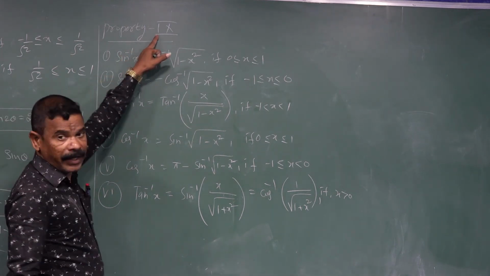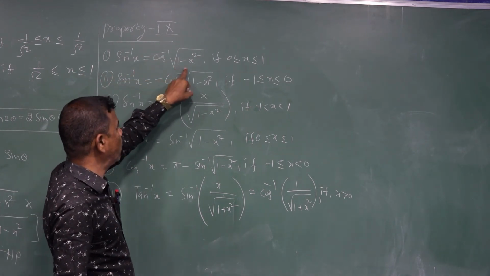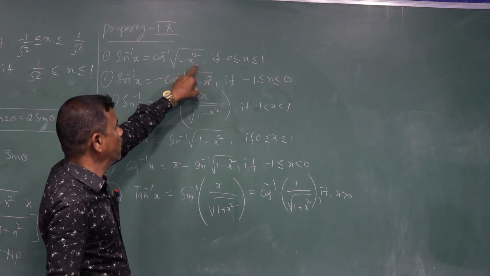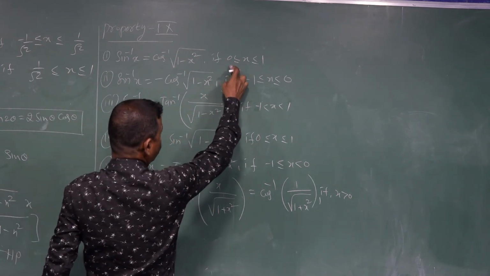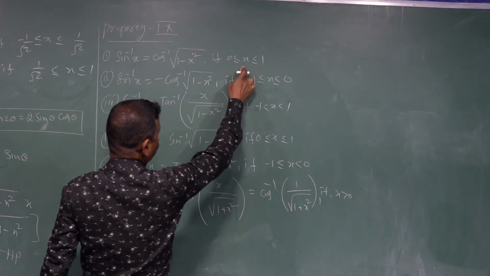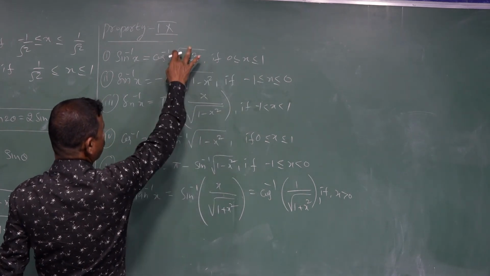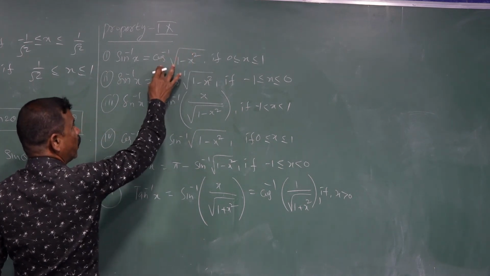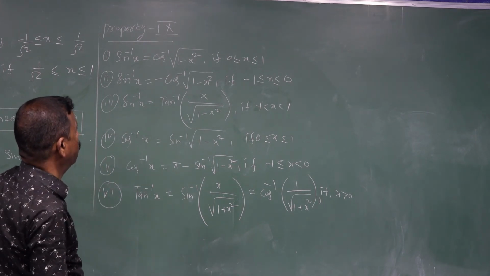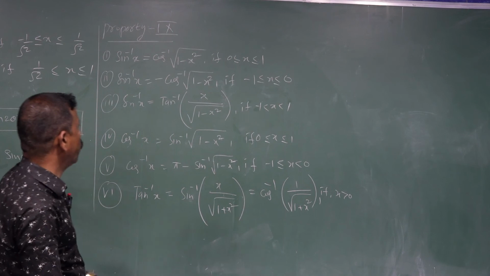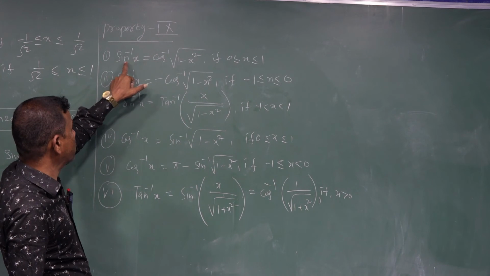In this property 9, the first one, sin inverse x is equal to cos inverse of under root 1 minus x square. It is simple. So here 0 to 1 only. Greater than or equal to 0, less than or equal to 1. You check in this: substitute 0 here. 1 minus 0, 1. Cos inverse of 1 means how much? 0 degrees. Here 0. Sin inverse 0, 0.